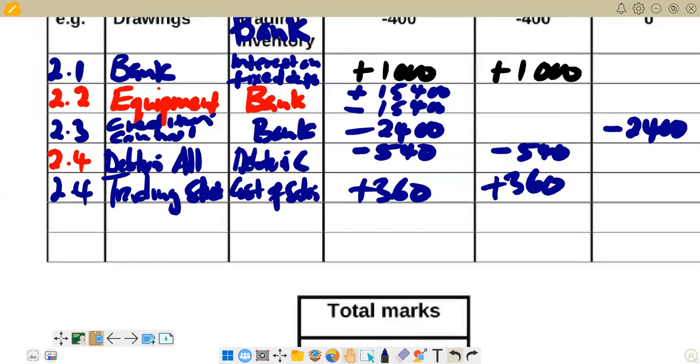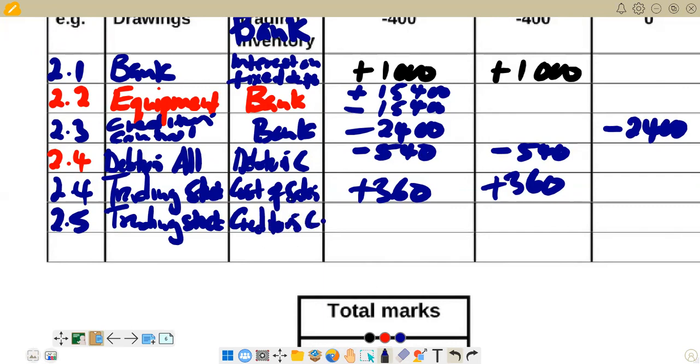So we are now on 2.5. On 2.5, remember we said we are debiting trading stock, and then we are crediting the creditors control. My space is short there, but you are supposed to write it in full, creditors control. Then the accounts being affected: trading stock is an asset, and we are debiting. When you debit an asset, it's a plus, so you've got plus 8,000.